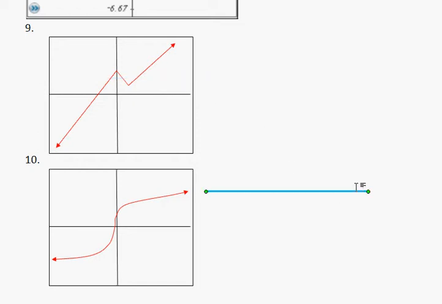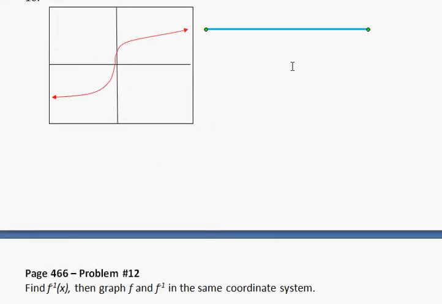Now number 10, however, you'll notice that this graph is only going to be cut in one spot. No matter where that line is, that graph only gets cut in one spot. Okay, so this one does have an inverse.